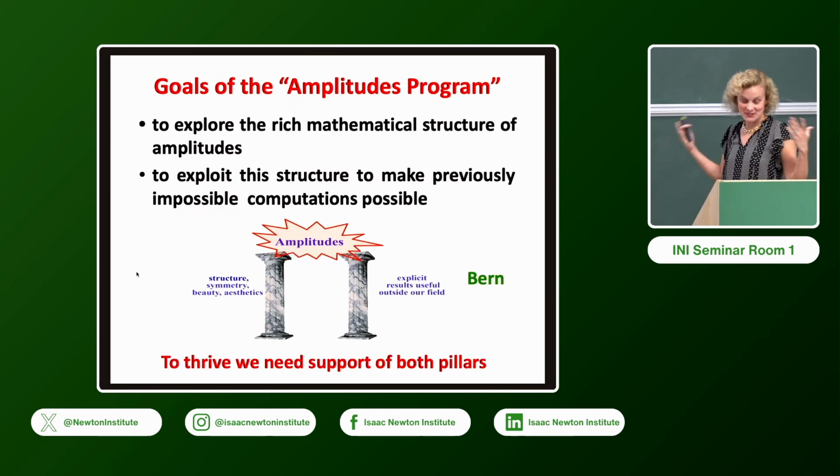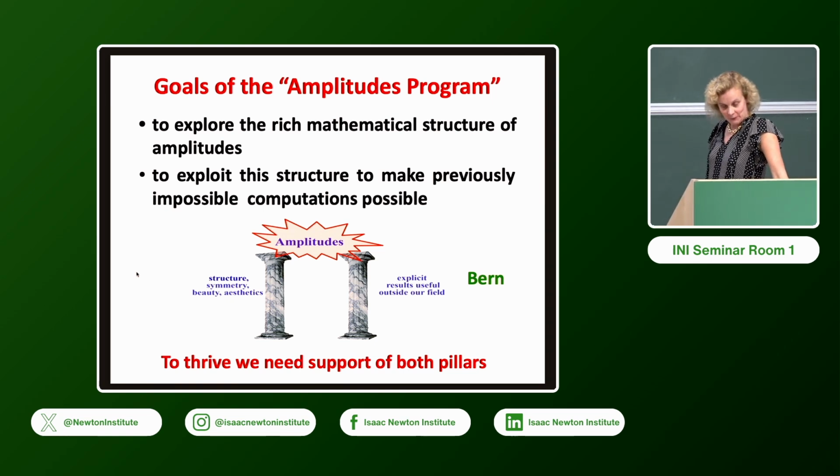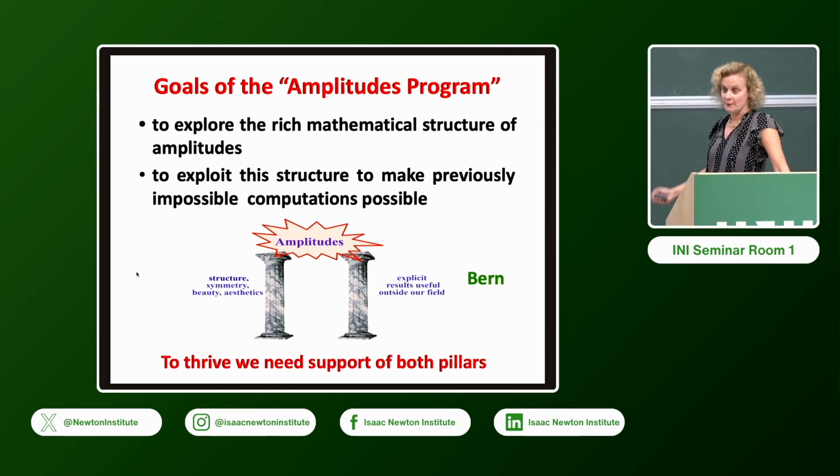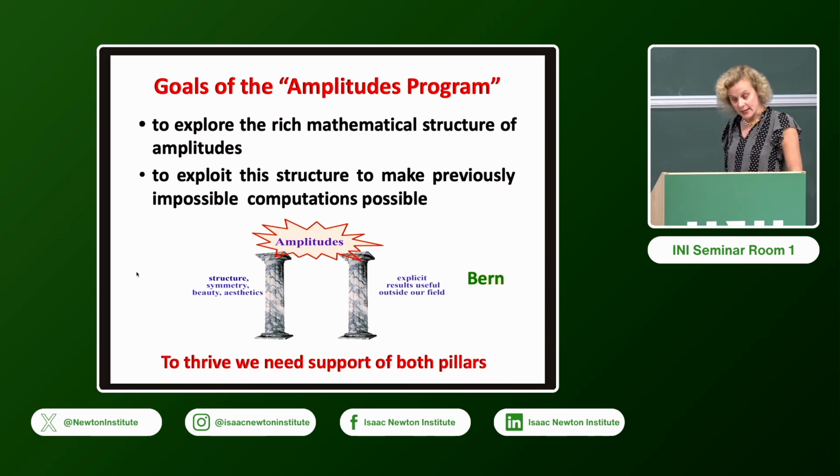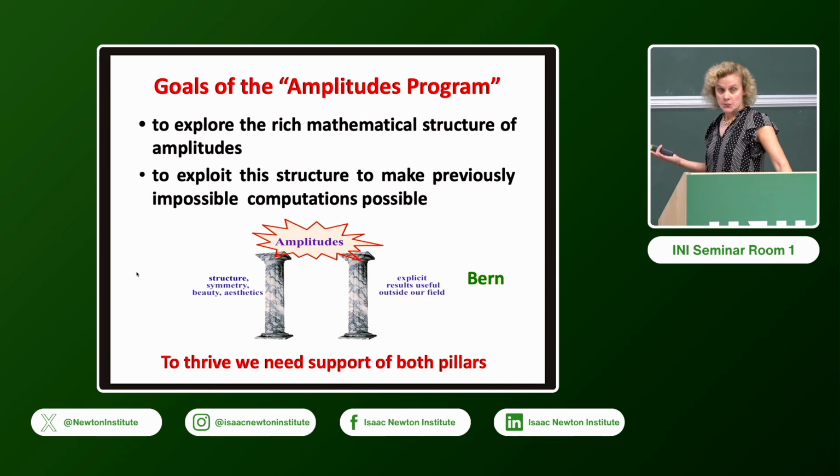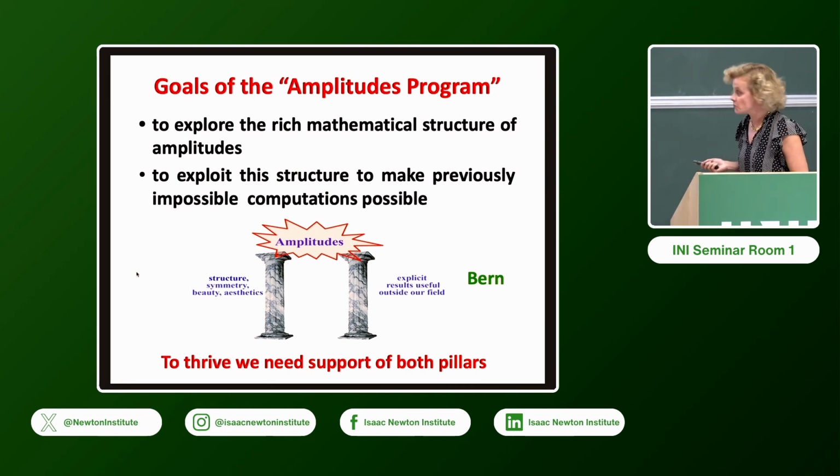Before I do that, let me explain the goals of this whole program. So lots of people, lots of work, lots of applications. And the goal of this program is twofold. On one hand, we would like to explore the mathematical structure of those amplitudes. But on the other hand, we want to use that structure to make previously impossible computations possible. So the success of this program really lies on two pillars. I stole this from Zvi Bern, who's one of the pioneers of this field.